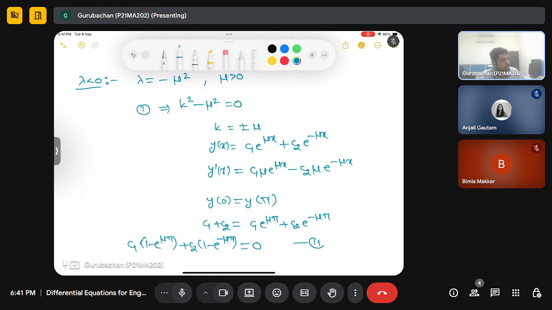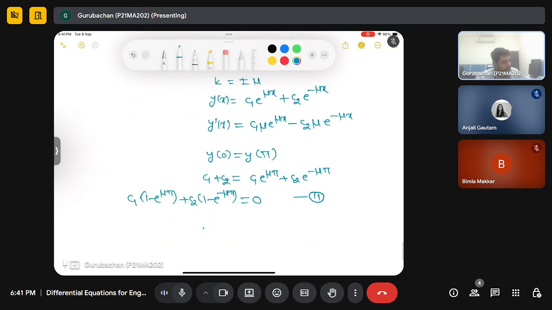So this is your equation number 2. Next is y dash 0 is equal to y dash pi. So this will be c1 mu minus c2 mu equal to c1 mu e to the power mu pi minus c2 mu e to the power minus mu pi.